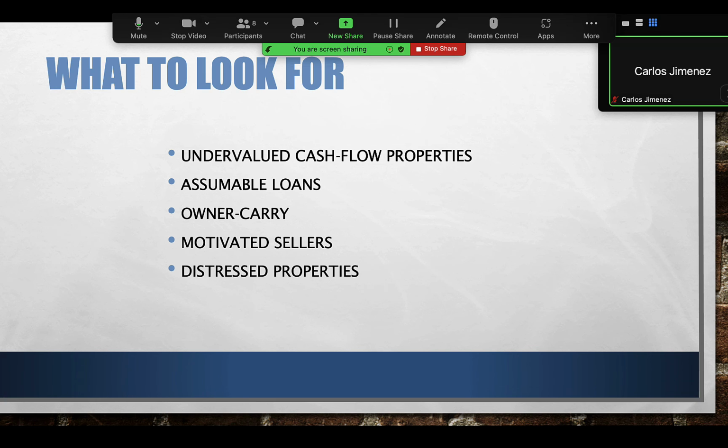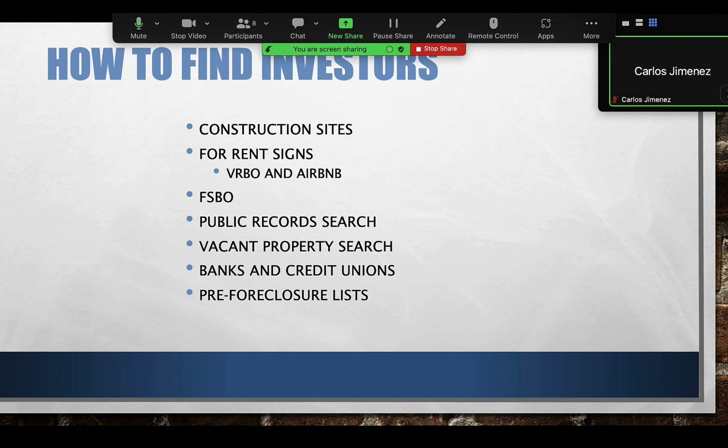So if you can keep your eye out for those opportunities, that's going to be great for investors, right? You've got to learn how to find motivated sellers, and you're going to need to learn how to find distressed properties. Distressed properties, again, are bank-owned properties, foreclosures, those kinds of properties, okay?